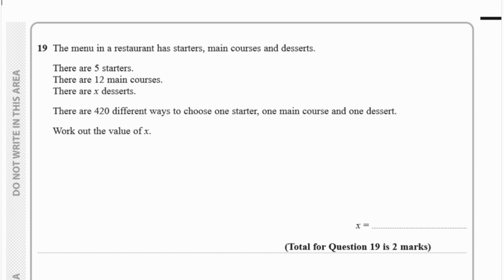So we know that whenever we're looking for combinations, we do have to use the product rule. And we have 5 starters, so we are going to do 5 multiplied by the number of main courses, which is 12, and again multiply that with the number of desserts, which is X. This should give us the 420 different ways in which we can choose the starter, main course, and dessert.